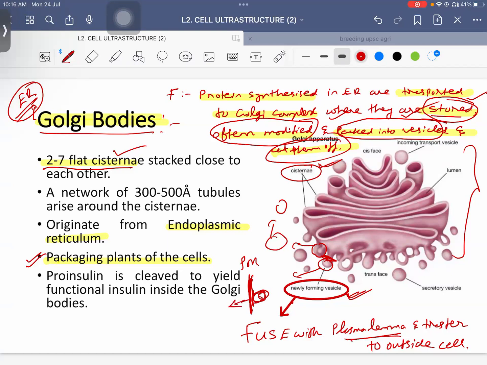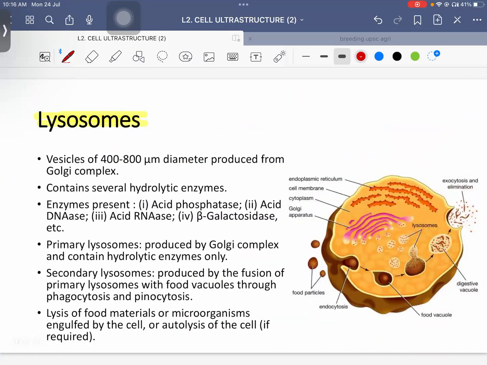Then they are transmitted. So these vesicles are the key. Newly formed vesicles, you should remember. Then the next most important organelle is lysosomes. This is what we call acid digestion, as we have acid phosphatase, DNases and RNases. It is mainly involved in having hydrolytic enzymes, and it also fuses with the food molecules. So there is fusion of primary lysosomes with the food molecules through phagocytosis or pinocytosis.